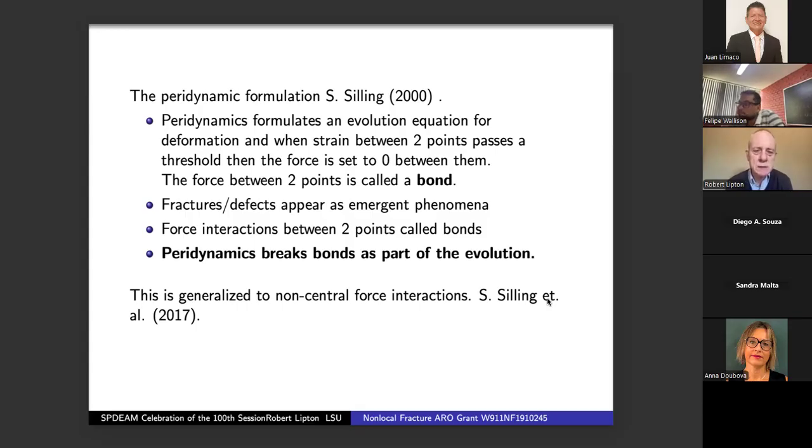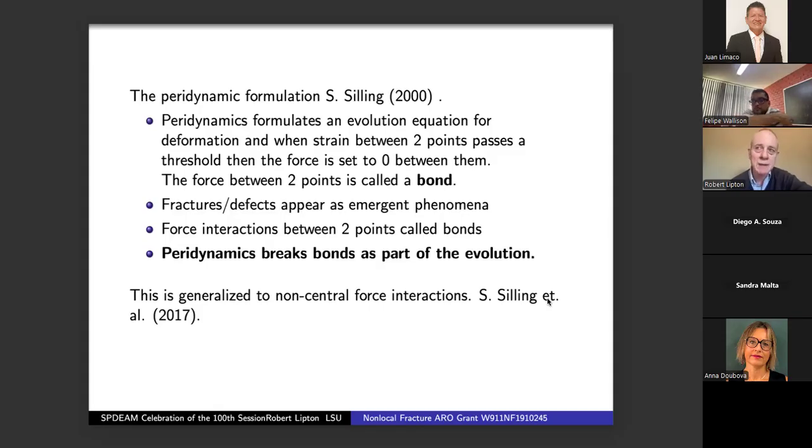So it kind of hangs together logically. And so peridynamics breaks bonds as part of the evolution of the deformation. So that's the setup, 30,000 foot, now the devil, of course, is in the details. And so what we're going to do as mathematicians is really parse the details and make sure we get the details right.